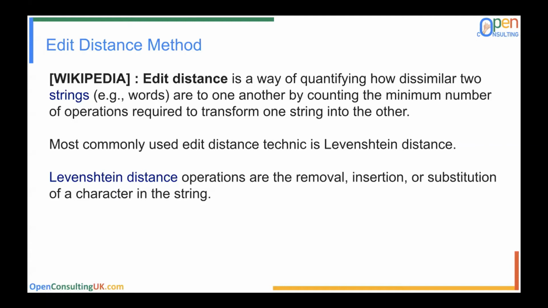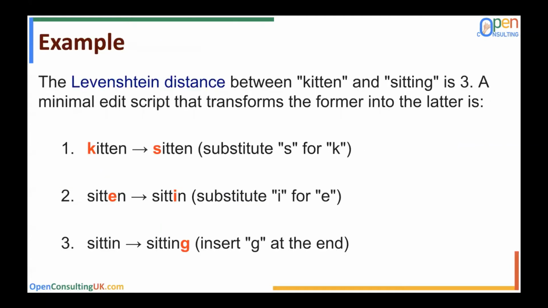Let's now look at an example and understand more about Levenshtein distance using edit distance. Here, we have two strings: kitten, that is our string 1, and sitting. The task in hand is to convert kitten to sitting using Levenshtein operations. So how do we start?